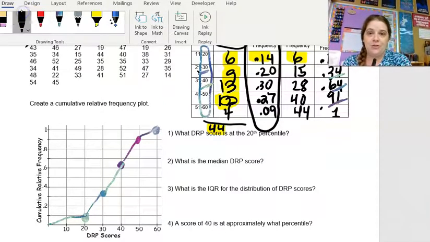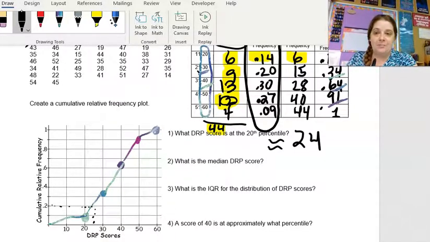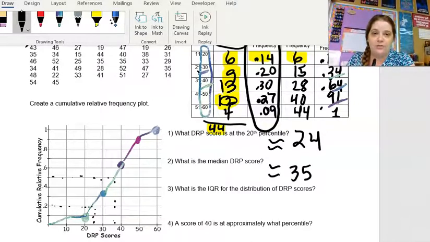So the first question says, what DRP score, which is this value down here, is at the 20th percentile? So I'm going to look over, and I'm going to measure that at about 24. What is the median DRP score? So again, I'm going to look for the 50th percentile. The 50th percentile, to me, looks like we're floating at about 35 or 36 there.